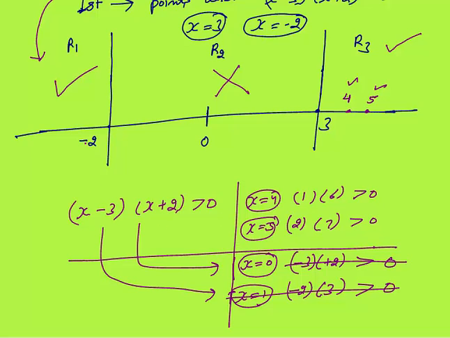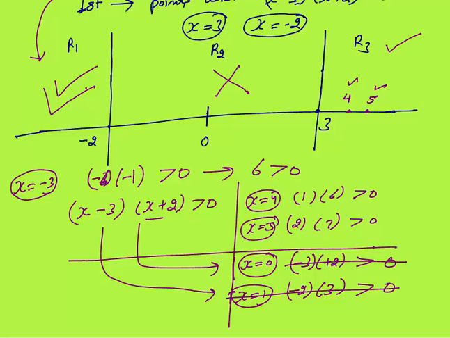Same way, let's check the third region. You put any value of x less than minus 2. Let's say you put x as minus 3. What will happen? Minus 3 minus 3 will become minus 6. Minus 3 plus 2 will become minus 1. Is this greater than 0? Yes. Minus 6 into minus 1 is 6, greater than 0. So all numbers less than minus 2 will satisfy this inequality.